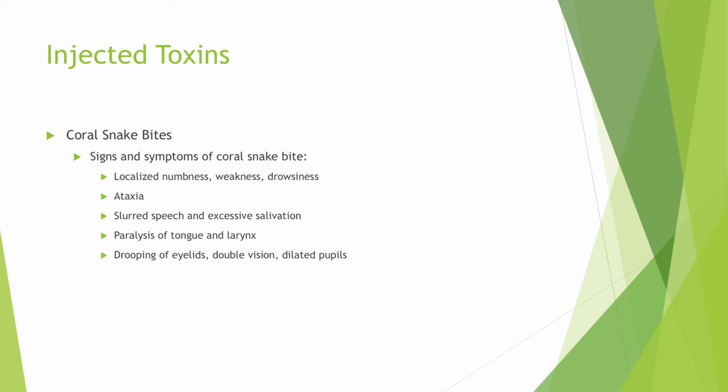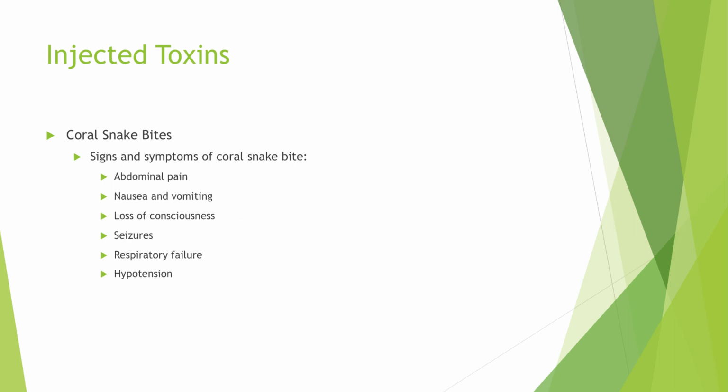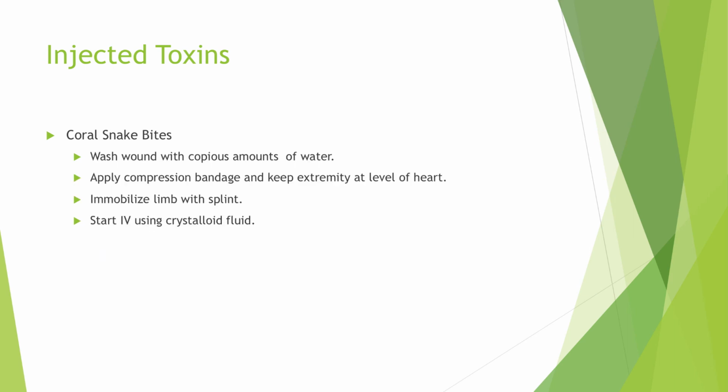So then we're going to have trouble swallowing, and also protecting your trachea when you swallow, because that's going to affect your uvula and stuff. So you're going to probably have to take airway control. Drooping eyelids, dilated pupils, abdominal pain, seizures, respiratory failure, hypertension, loss of consciousness. What are we going to do if we have a coral snake?